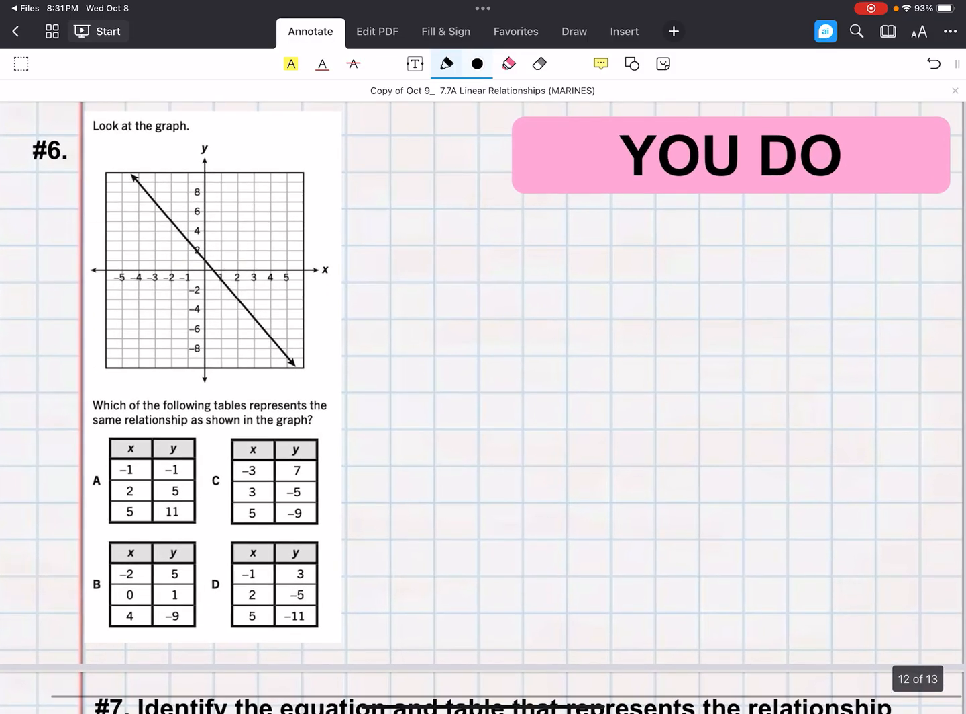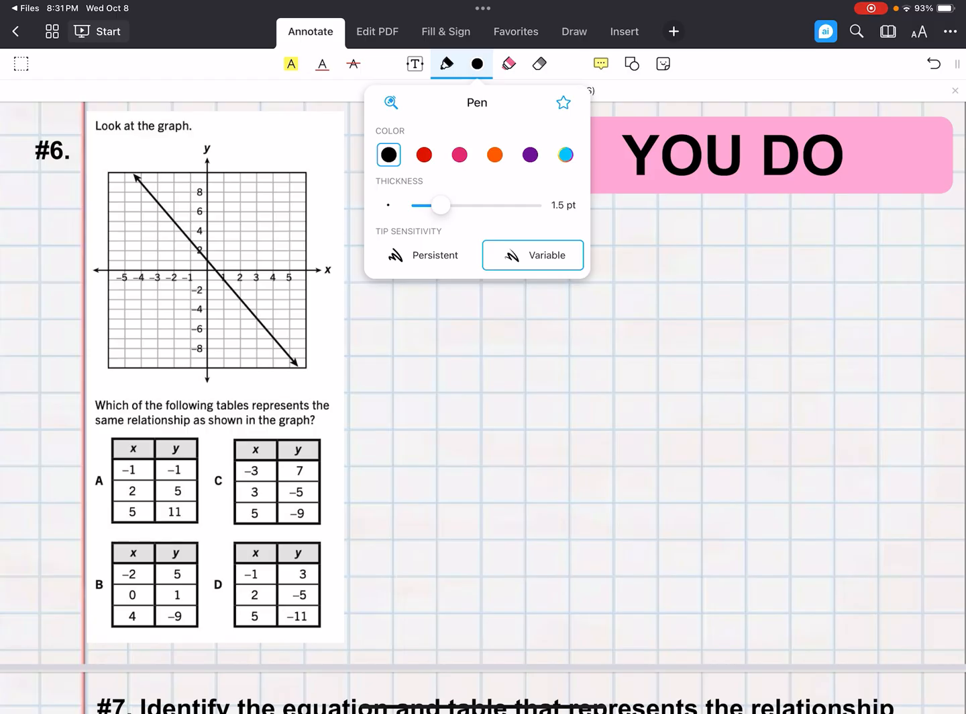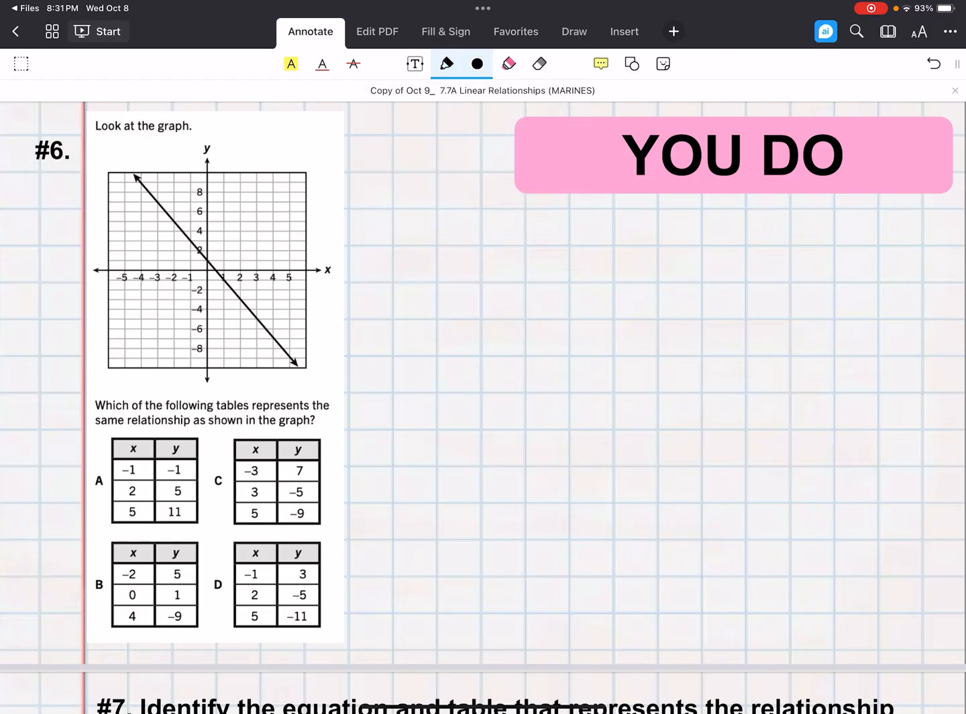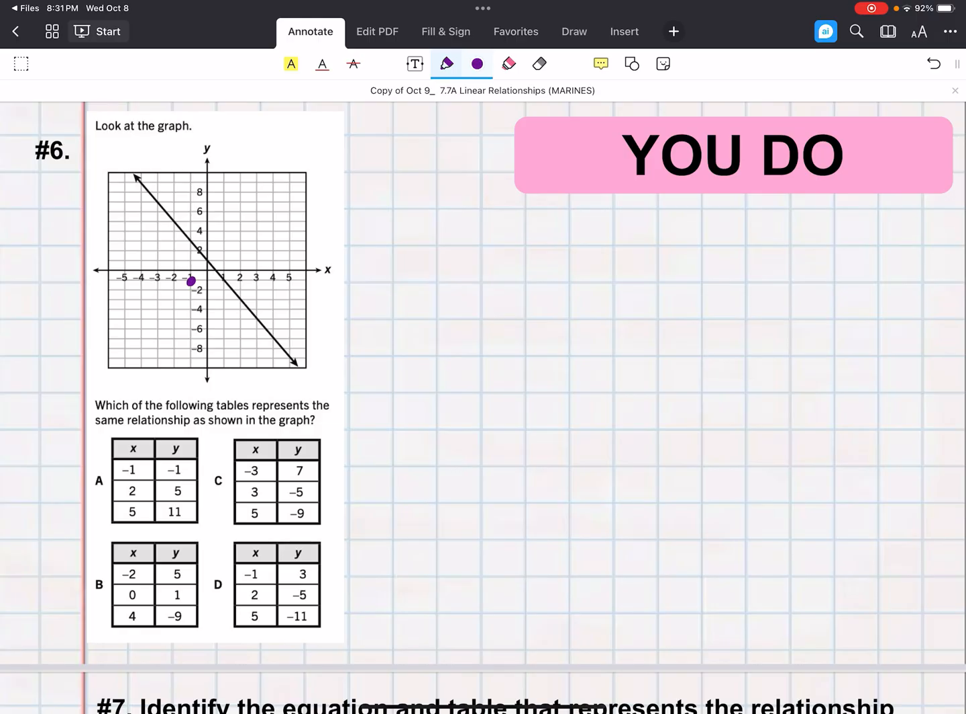Okay, number 6, same thing again. You can pause the video and work it out on your own, or if you want to do it together, that is fine as well. When you're identifying the table from a graph, this one is a bit simpler because all you have to do is plot the points from your table. So let's look at answer choice A. You have -1 and then -1. So let me color code so we can see the difference. Notice how that point does not fall on our line at all.